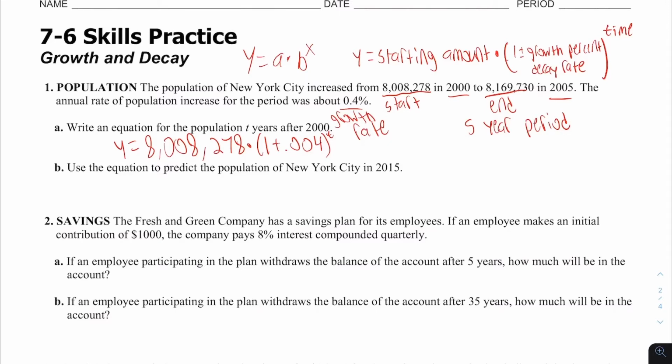Use the equation to predict the population in 2015. So now we're just going to copy that down. Times 1.004. Add those two numbers together is what I did. And then 2015 is 15 years after 2000, so power of 15. You'll need to use a calculator. You can use Desmos. I'm going to use my graphing calculator. 8502464.